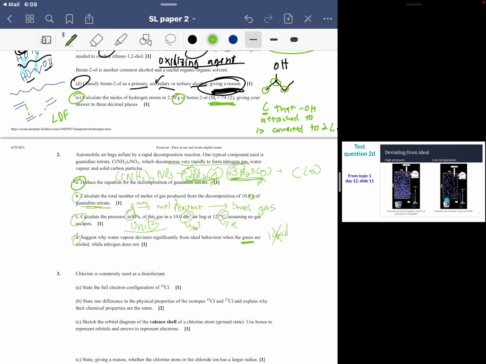So we saw that at lower temperatures, gases tend to have some IMF. One of the conditions to be an ideal gas is no IMF. And so if you cool a gas, it's going to start having some IMF. Well, between water and nitrogen, who would have more intermolecular forces? Obviously water, because water has hydrogen bonding. So this is just applying what we saw right at the end of the unit, day 12 in stoichiometry.